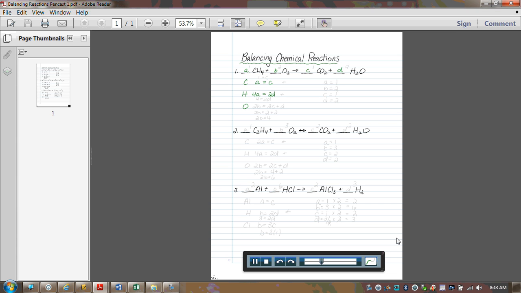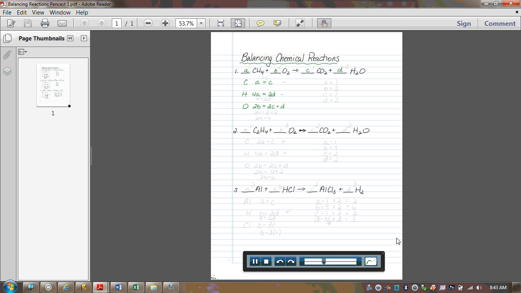As for oxygen, there's none in A. There are 2 in B. The yield sign is an equal sign. There are 2 in C, and then there's 1 in D. Since these are on the same side of the chemical reaction, I'm going to connect them with a plus sign. So oxygen is represented by 2B equals 2C plus D.